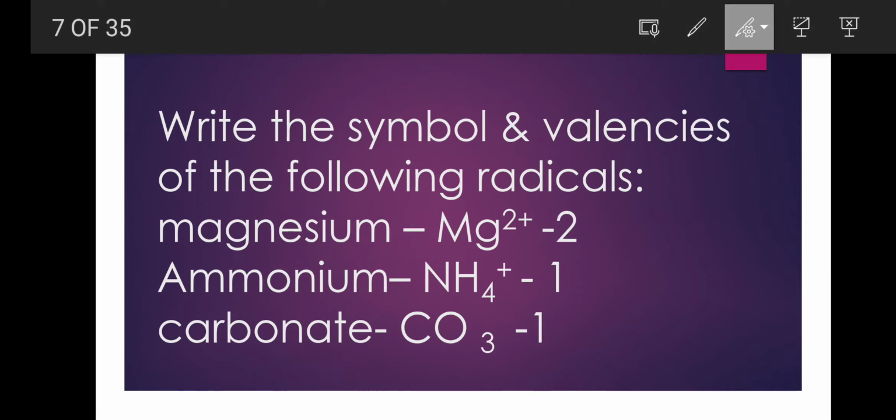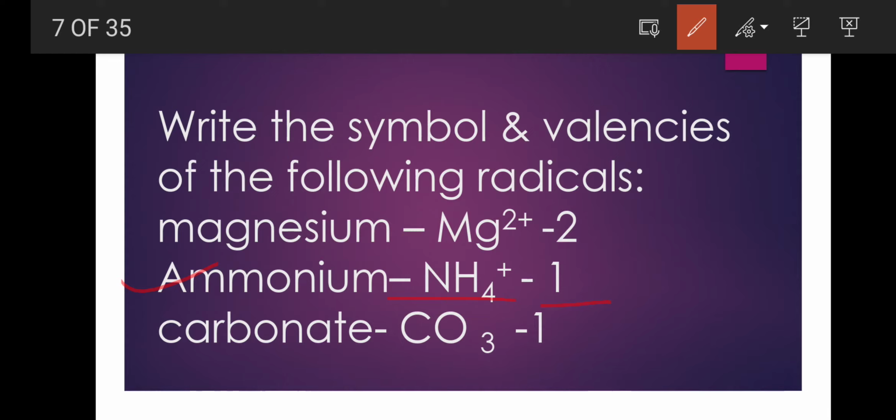Okay. Now, next is write the symbol and valencies of the following radicals. So, magnesium. The symbol of magnesium we can write like this, Mg 2 plus, and its valency is 2. Next is ammonium. Its symbol is NH4 plus. Clear? So, plus you can write 1 or you cannot write. I have discussed in my previous video also that when no number is there, means 1 is there. And the valency of ammonium is 1.